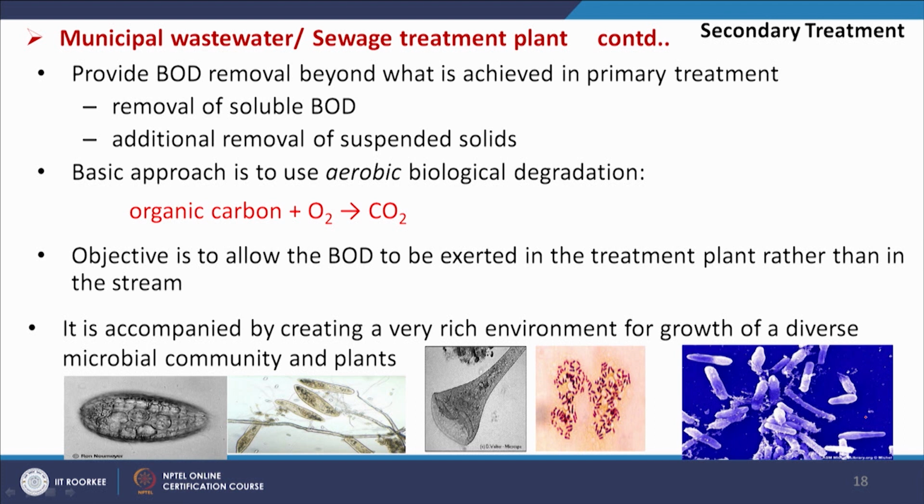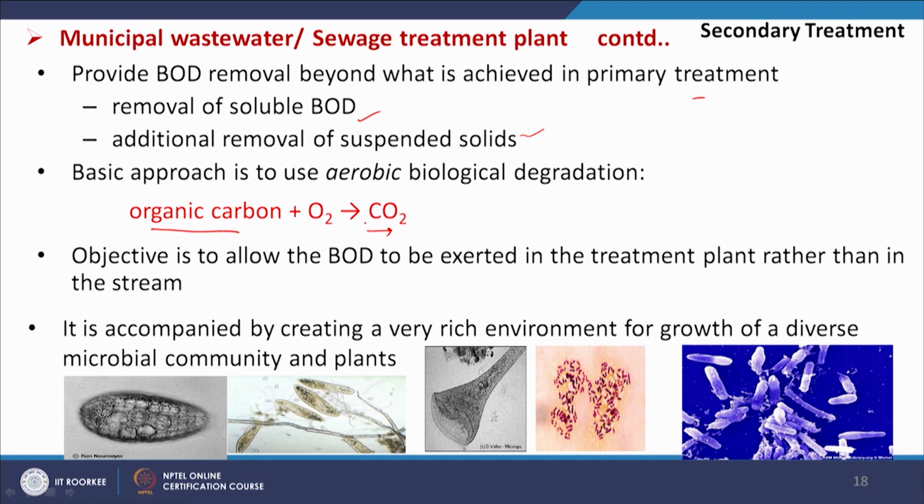After the primary treatment, the next step is secondary treatment, and the purpose is to degrade the organic compound present in the wastewater. It provides BOD removal beyond what is achieved in primary treatment, removal of soluble BOD and additional removal of suspended solids. These are the main objectives of the secondary treatment. The basic approach is organic carbon will be converted to CO2 and H2O by the microorganisms in presence of oxygen.